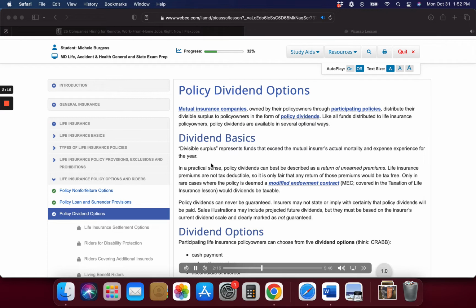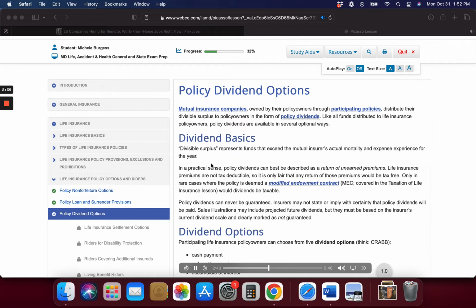Accumulated interest. Under the accumulated interest option, dividends are held in the insurer's general account, where they earn interest. The policy owner can withdraw the accumulated dividends and interest at any time. Note that while policy dividends are generally non-taxable, any interest accrued on dividends left to accumulate with the insurer is taxable as ordinary income in the year earned.